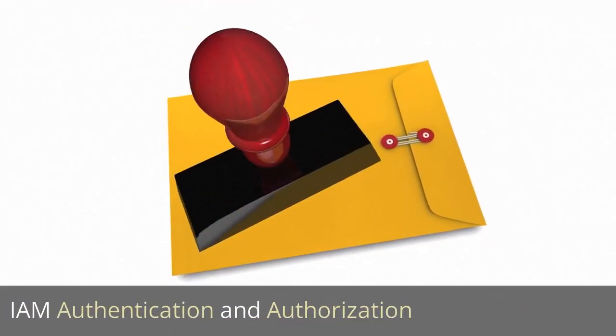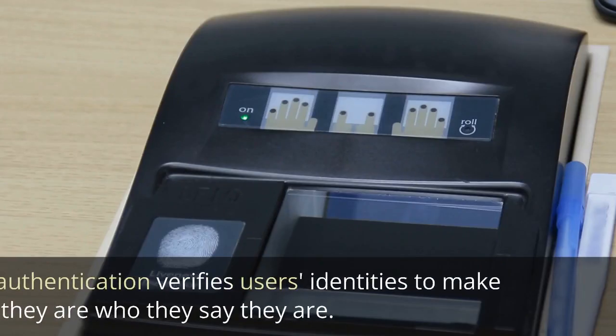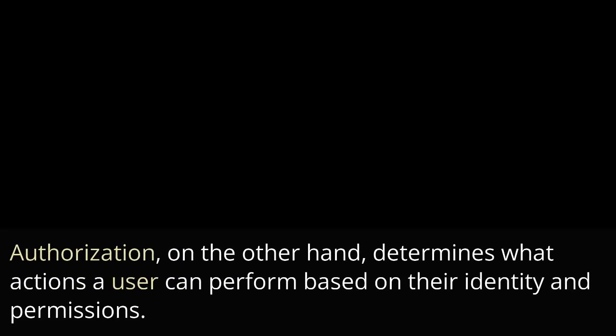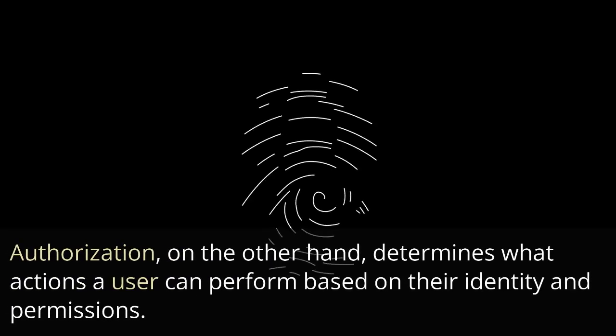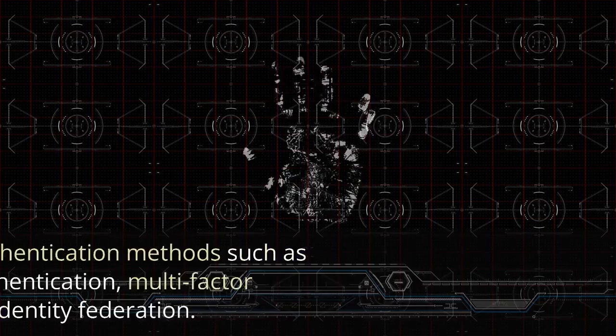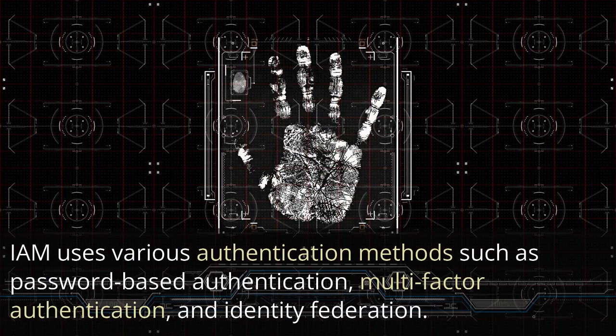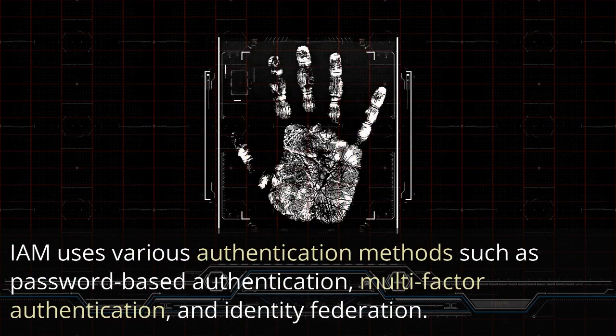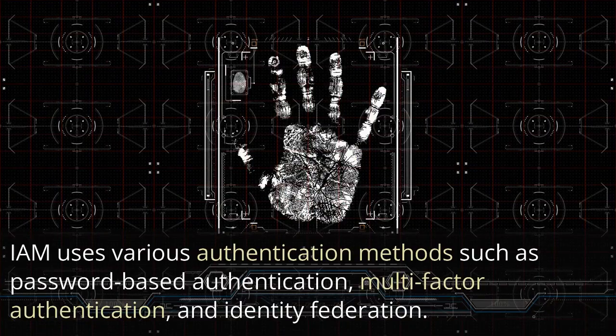IAM authentication and authorization. IAM authentication verifies users' identities to make sure they are who they say they are. Authorization, on the other hand, determines what actions a user can perform based on their identity and permissions. IAM uses various authentication methods such as password-based authentication, multi-factor authentication, and identity federation.